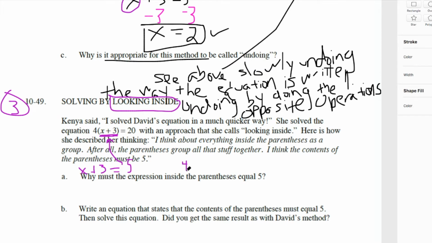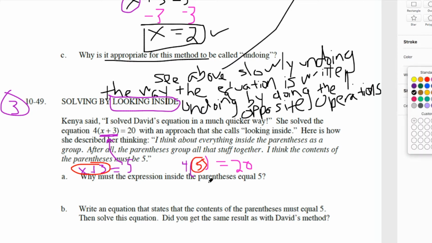Right? So we can think about x plus 3 being interchangeable with a 5 right here. We'd have to substitute 5 in there for x plus 3 in order to get us to 20. So that's just going to mean that x plus 3 would have to represent 5. So just by looking inside of the parentheses, what must this parentheses equal? Well, it must equal 5. And this is kind of what you can say in part A.